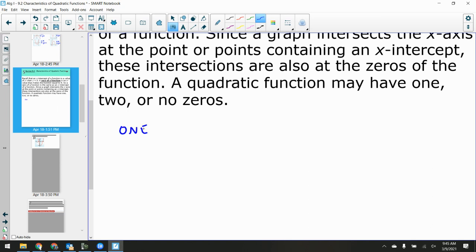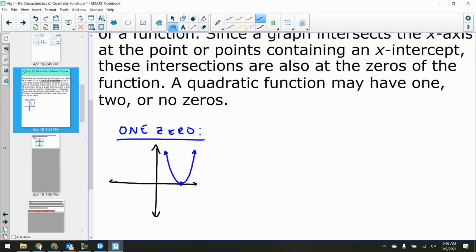Let's take a look at 1, 0. What's it going to look like if it only has 1, 0? Well, if it only has 1, that means it's only going to have one x-intercept. Meaning, if it's a parabola, it's going to come straight down to the x-axis and just hit it once. Just touch it once. It's going to basically bounce off of the x-axis.